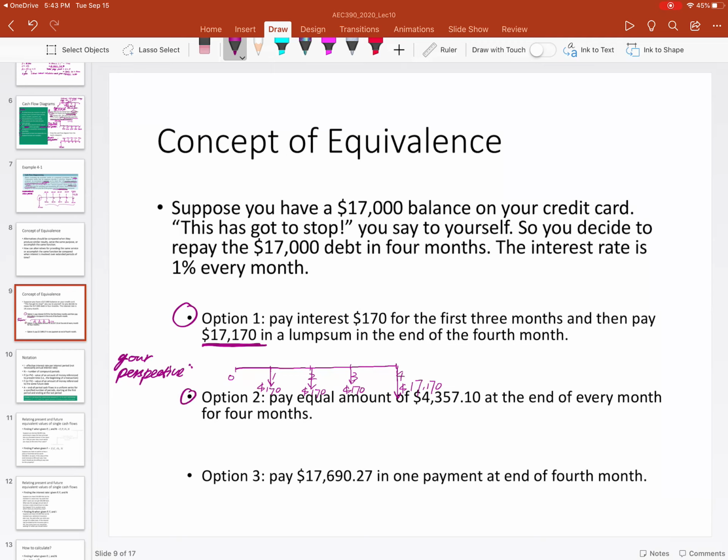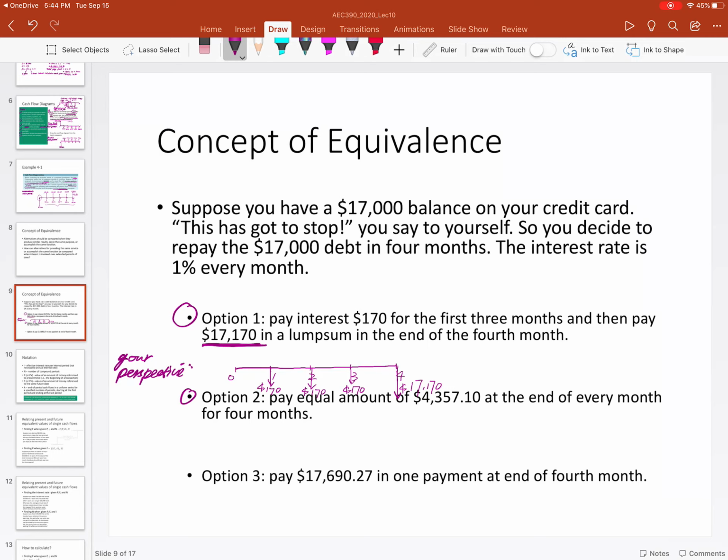And option number 2 is you pay an equal amount of $4,357.1 at the end of every month for 4 months. In the end, you pay it off. Again, you don't have to worry about how you figure out this number, but you need to know that the result is the same. You paid off the $17,000 balance.